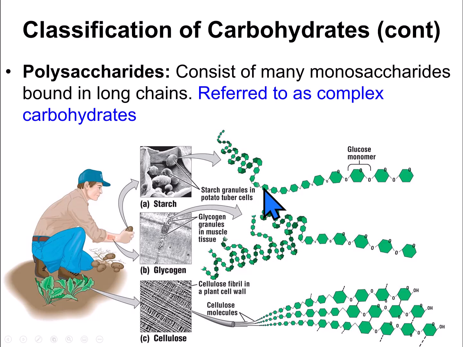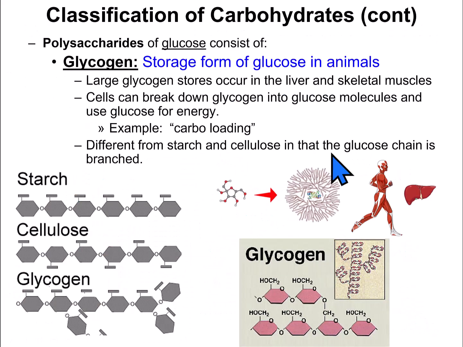Let's take a look at these. Star this. Glycogen is a storage form of glucose in animals. What does glycogen consist of? Glycogen consists of many glucose molecules hooked together. We find large stores of glycogen in our liver and our skeletal muscle. And this glycogen can be broken down into individual glucose units and used for energy.